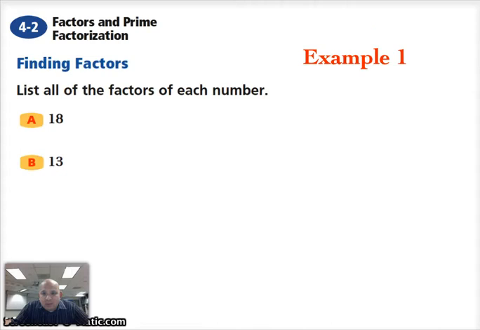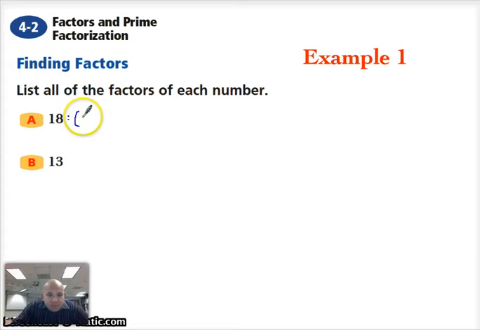Let's go ahead and take a look at some of the examples here. First it says, list all the factors of each number. It doesn't say prime factors or composite. It just says all the factors. So we're going to list the factors in this way. Some of you may have known this as the rainbow method. So I'm going to put a colon there, and I'm going to put the beginning of a parenthesis here.